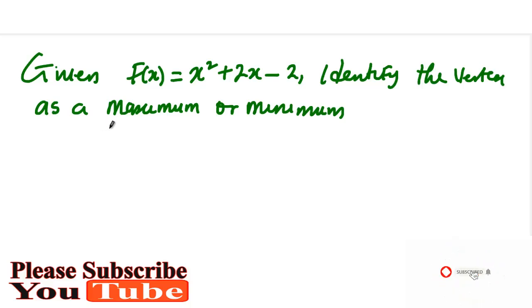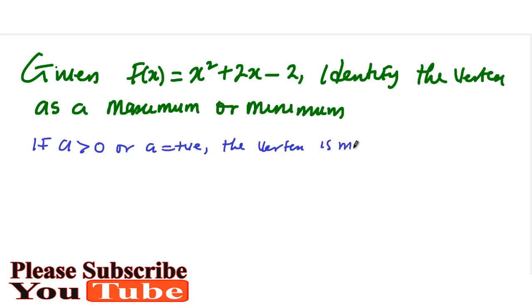So in this video, we are given this quadratic function and we are required to identify the vertex as maximum or minimum. One thing we need to know is that if a is greater than 0, or a is positive, then the vertex is minimum, and the graph opens upwards. Pardon me for my writing.